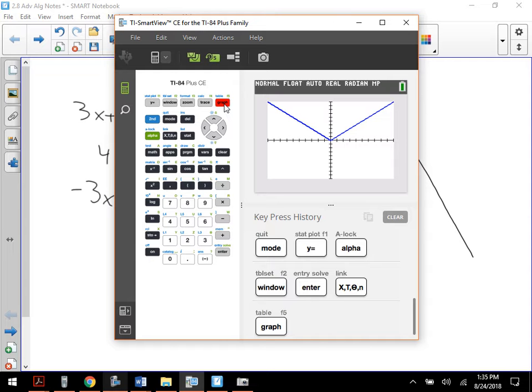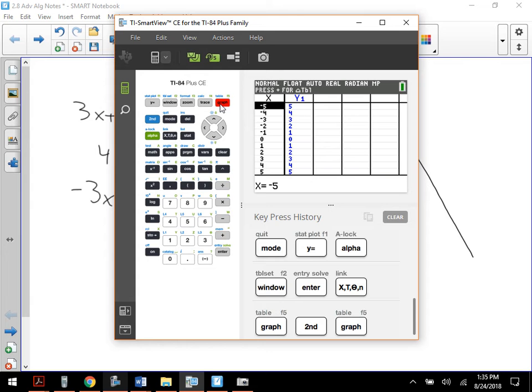So, ladies and gentlemen, what this is doing, obviously, it makes a V. Now, think about absolute value, like we just talked about. The absolute value of 1 is 1, the absolute value of 2 is 2, absolute value of negative 2 is 2, absolute value of negative 4 is 4, and so on. Let me show you what it's doing in the calculator. Hit second graph. That takes you to a table.